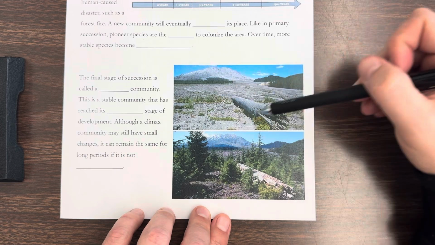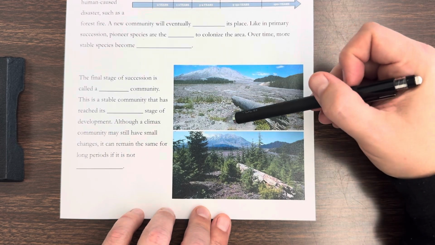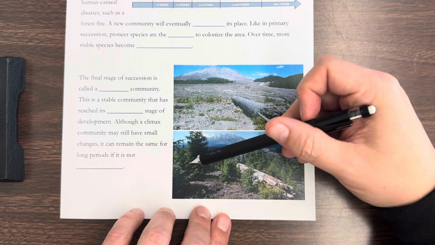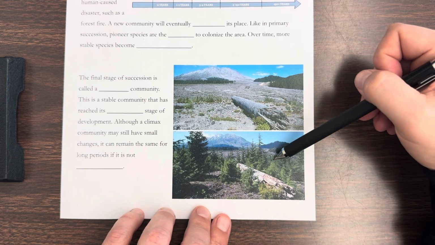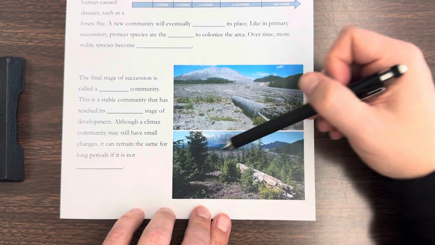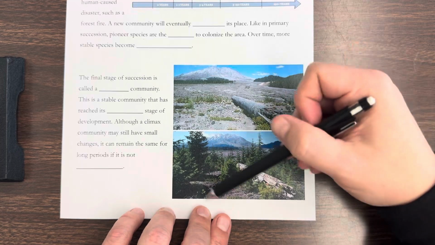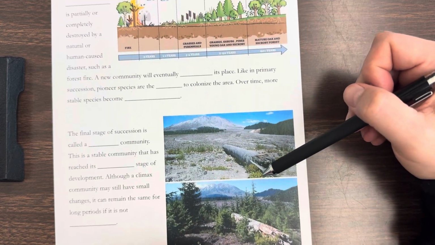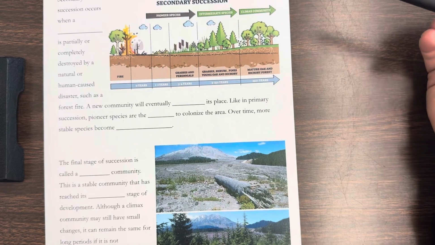blew away all of the things that were living here, and then slowly you get some pioneer shrubs and species that start forming. Years later, you get some of the trees starting to form. This is not a climax community though, because it's going to still change until it gets back to being, like I said, old growth or a mature forest.